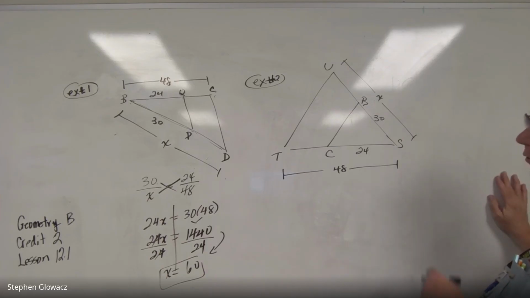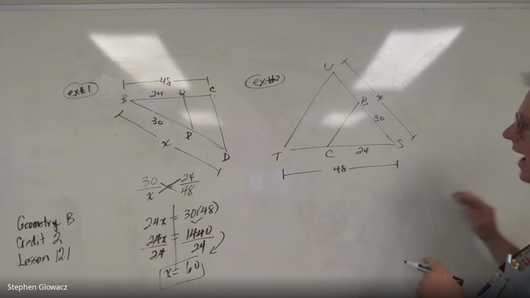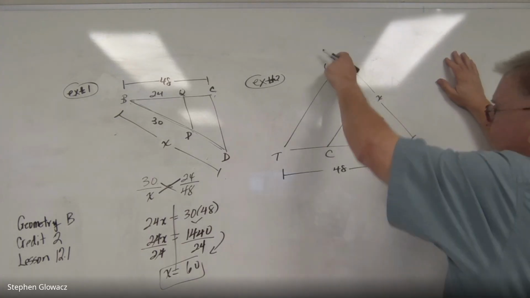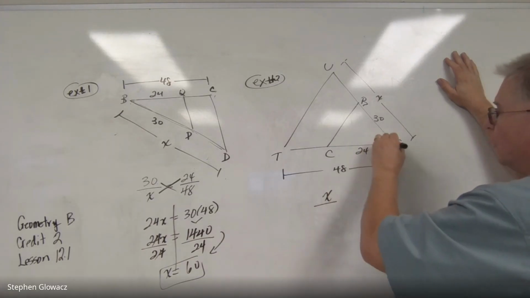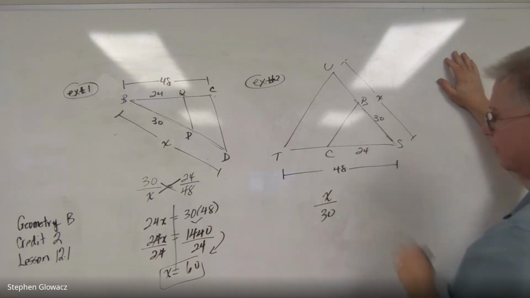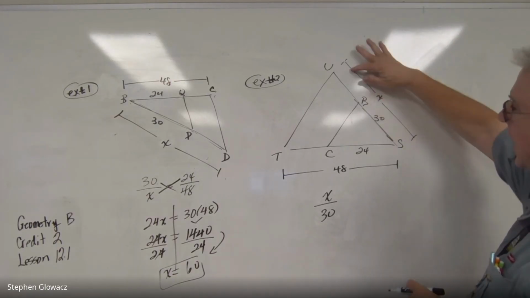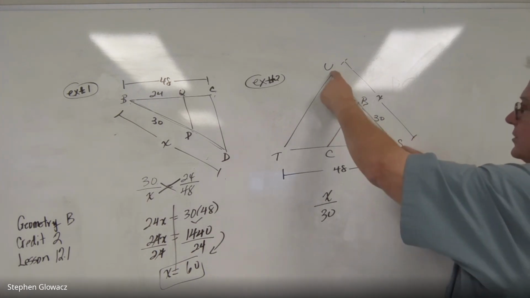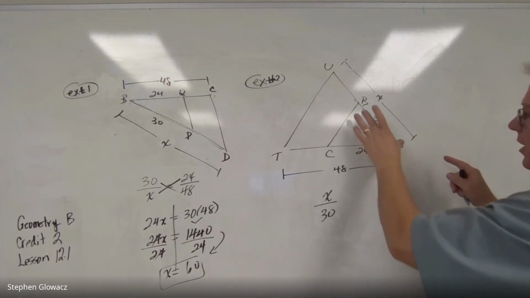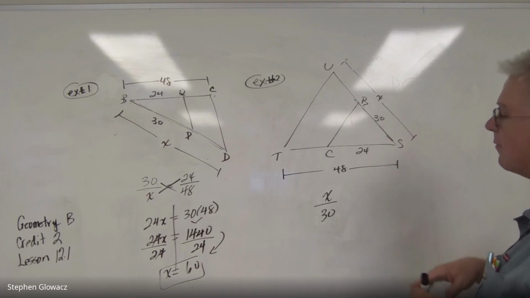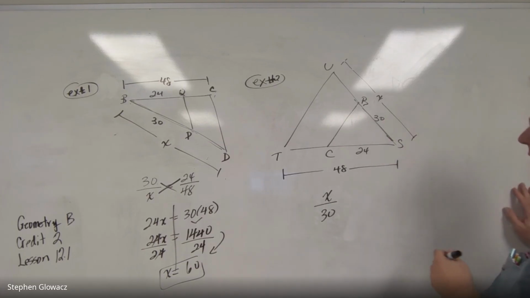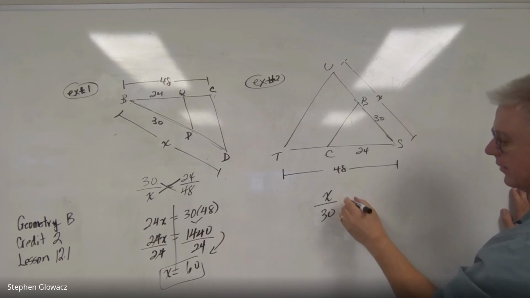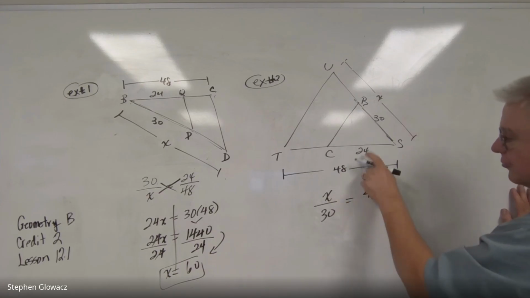All right, so now notice also we don't have to go little triangle to big triangle. So notice we can do this. We can go big triangle x over little triangle 30. Now we still have to stay with corresponding sides. So these two sides, SB in the little triangle and SU in the big triangle correspond to one another. So we have x over 30. But we have to continue that same pattern of big triangle to little triangle. So down here, big triangle 48 to little triangle 24.